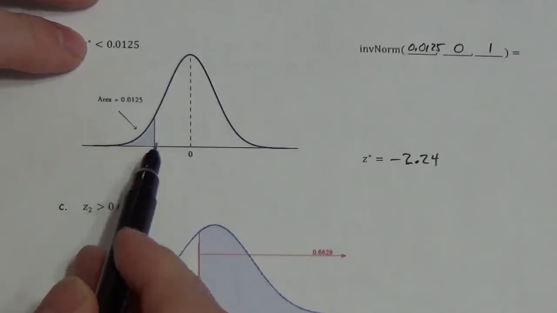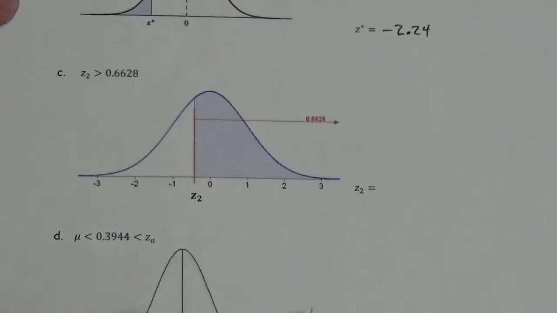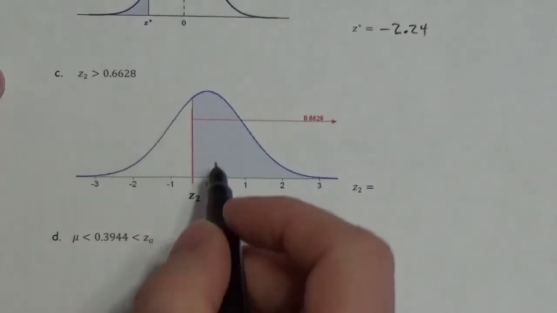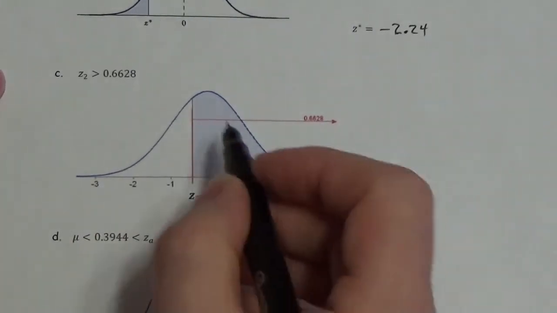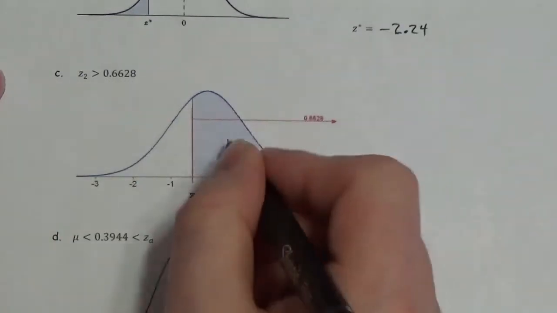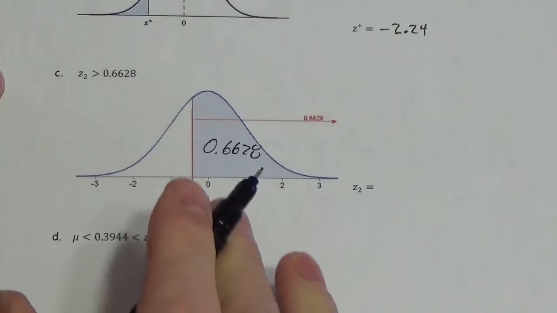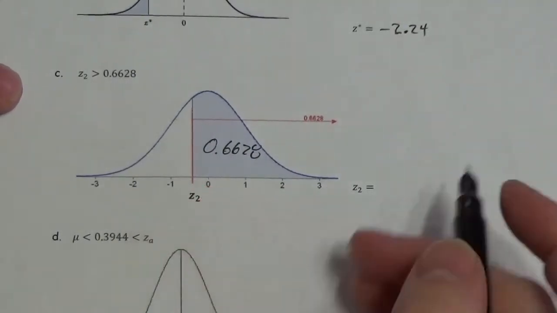This is quite a ways over. So, yep, that's consistent with what I have drawn out here. Here, I'm telling you that the probability that a value has a Z-score greater than Z2 here is 0.6628. So this right here is 0.6628. That is not what I need. That is not what I need to enter in here.